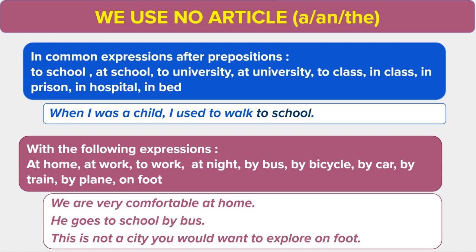We cannot use an article with the following expressions: at home, at work, to work, at night, by bus, by bicycle, by car, by train, by plane, on foot. For example, we are very comfortable at home. He goes to school by bus. This is not a city you would want to explore on foot.